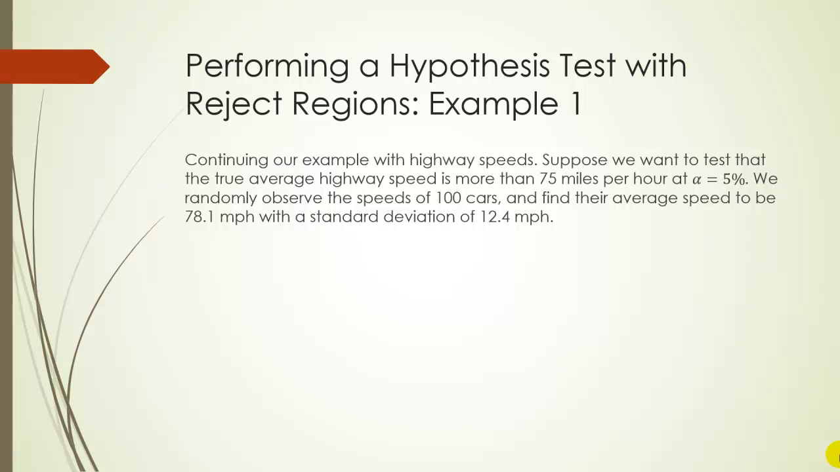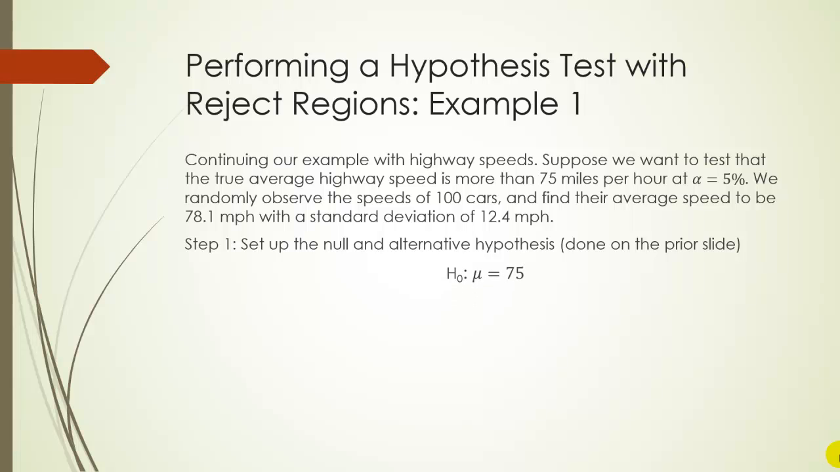So 78.1 is above 75, so that seems to support HA, but is it far enough away to disprove that the average speed is in fact 75? So let's test it. First, we're going to set up the null and alternative hypotheses, which we did before. And again, it's a right-tailed test. The alternative hypothesis is that mu is greater than 75, and the null, being the default state, is that the true mean is equal to 75.